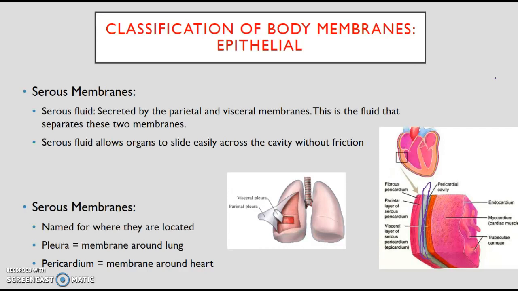And serous membranes are always named for where they're located. The pericardium, for example, is the membrane surrounding the heart. Anytime you see a word like cardio or cardium, it's going to mean heart. And pleura is the serous membrane that is surrounding your lungs. So you can see there's your visceral pleura, which would be touching the actual lung, and then the parietal layer is going to be on the outside, and in between these two layers is going to be all of your serous fluid.